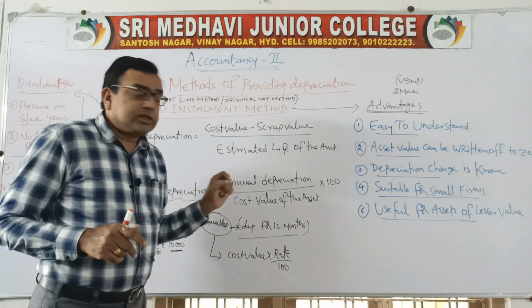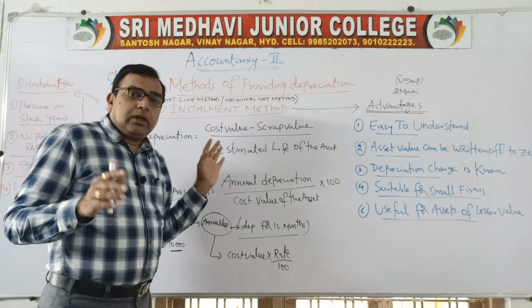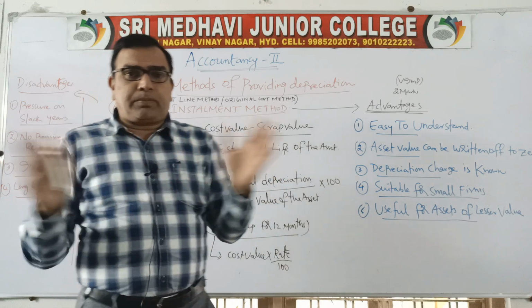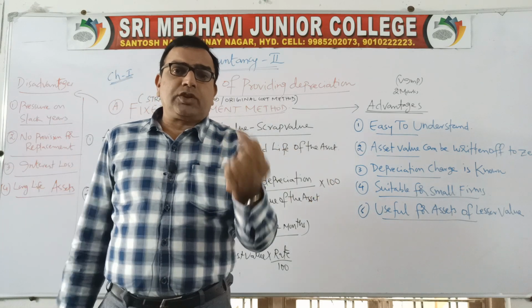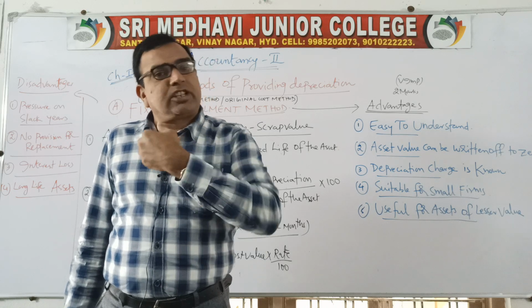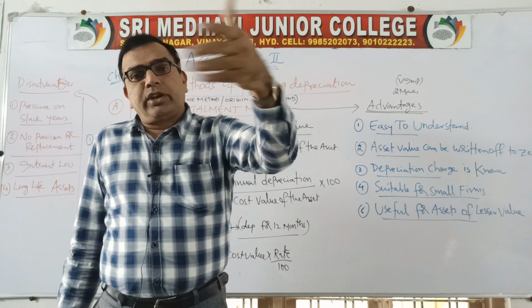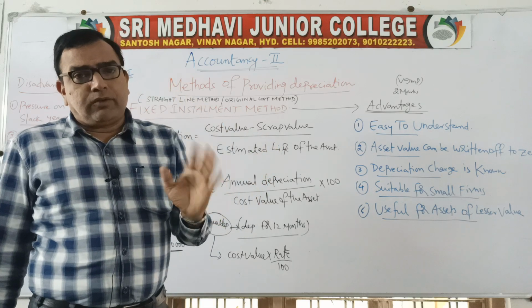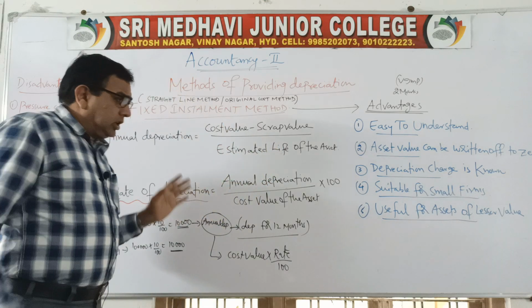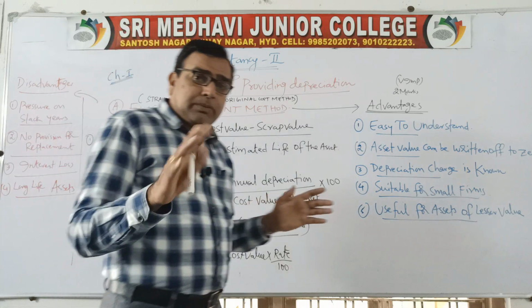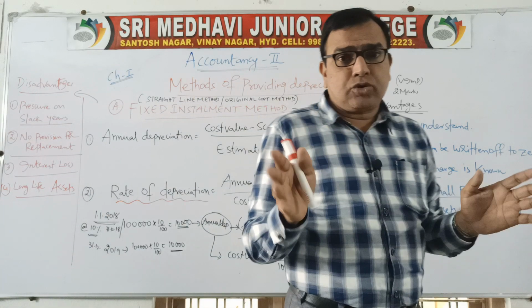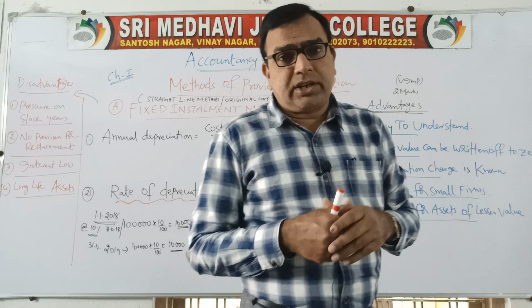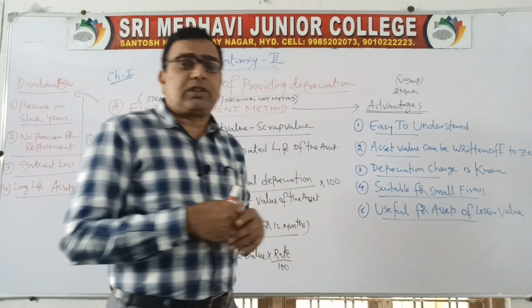See, in fixed installment method, it is very easy to calculate or prepare the ledger, because once you calculate the amount of depreciation, it remains for all the years. Every year you need not calculate. That's how fixed installment method is very easy for the students. Only thing is you should know how to multiply and how to subtract. Addition, ledger balancing you should be perfect. Then only depreciation is easy. Otherwise, many students will struggle.